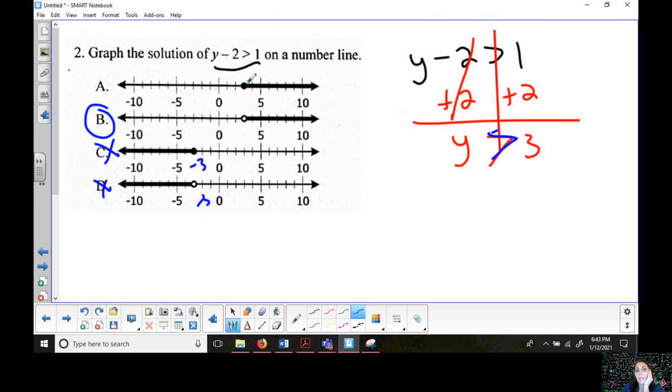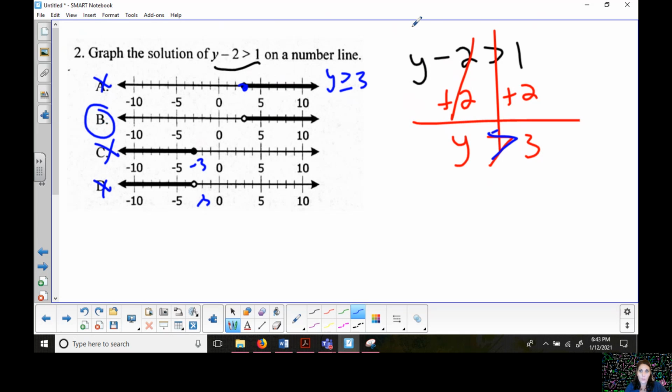Okay, this one here for A, what this represents is y is greater than or equal to 3. Okay, so I always think if I see this guy, that means included. This is when you shade. This, you don't shade. Okay, so our answer is B.